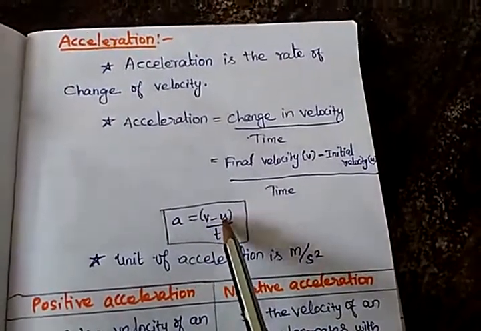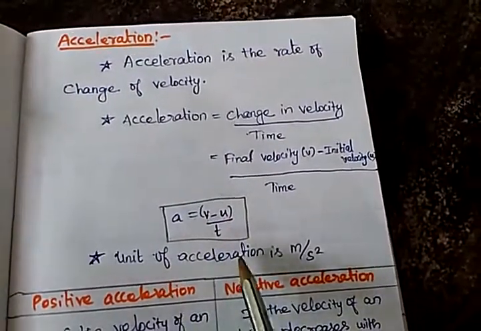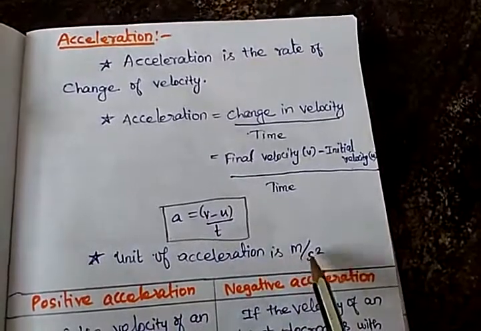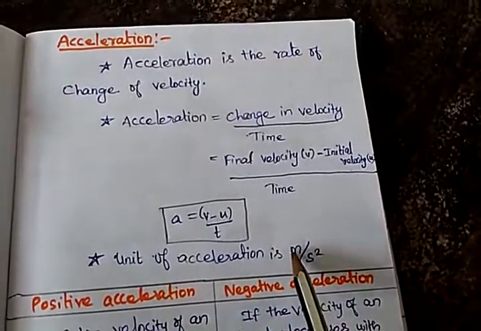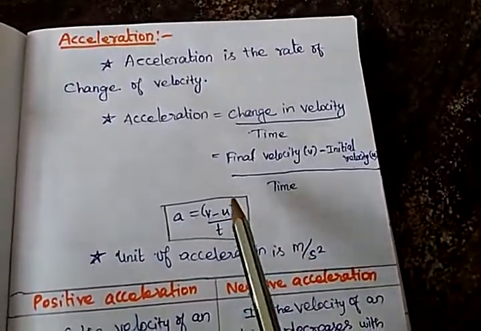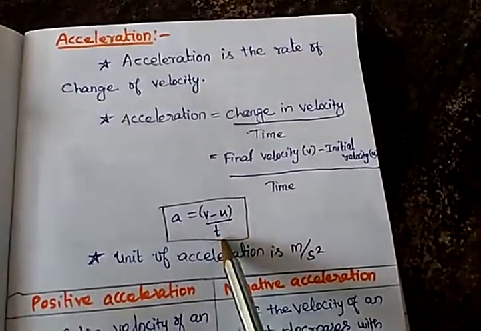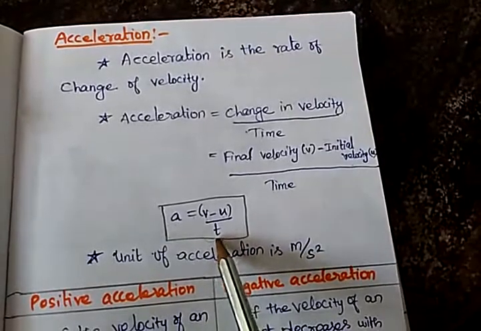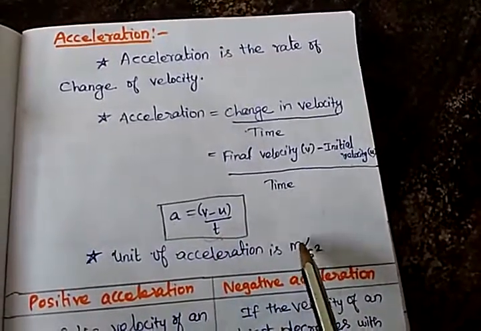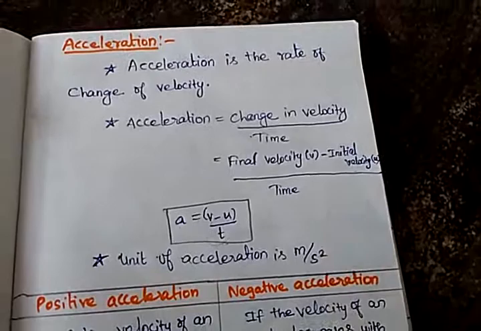Then the unit of acceleration is meter per second square. Already we know the velocity unit is meter per second, and here we also take time. So the unit is meter per second square.